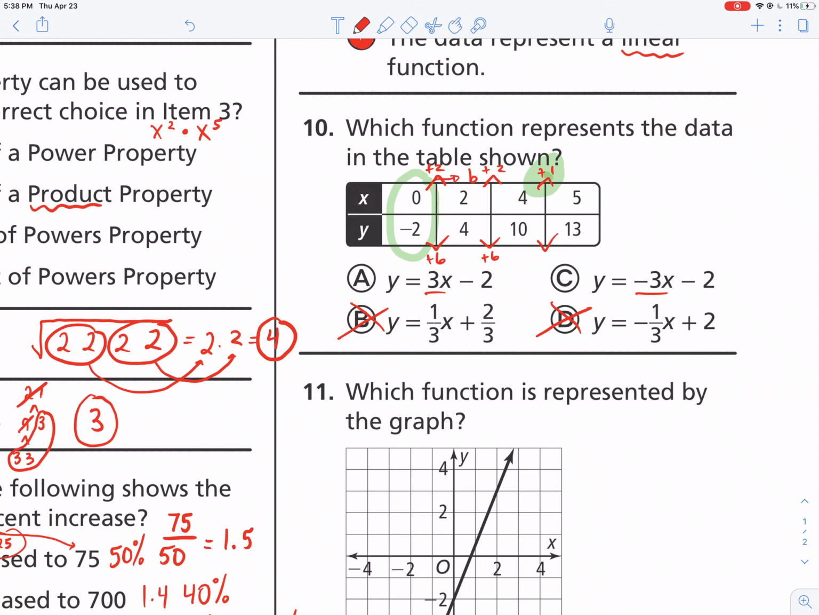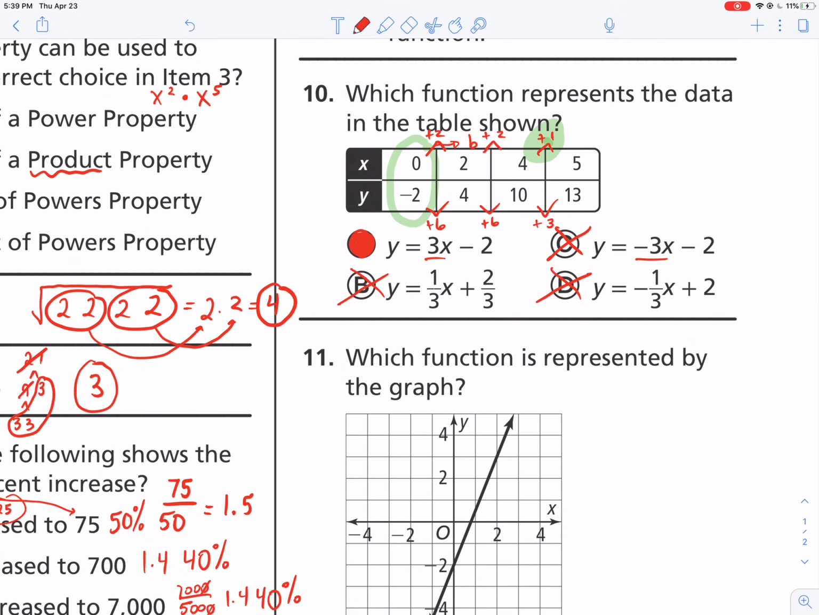If I go from 10 to 13, it's only adding 3. Now, part of it we could have said, okay, well, it's going up, so I know it's going to be the positive one. But that's where I get that 3x, because it increases by 3. You got to make sure you check your x values.